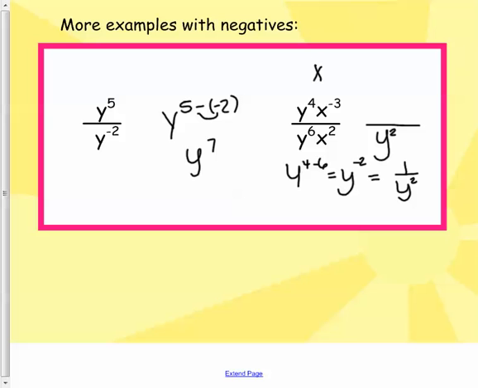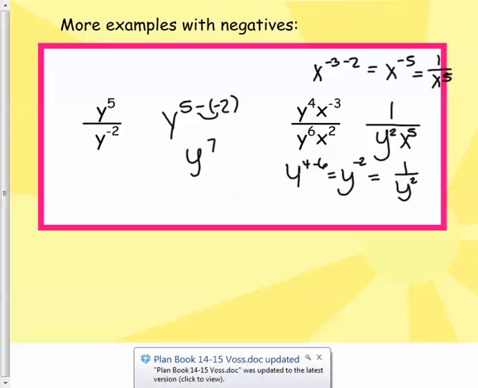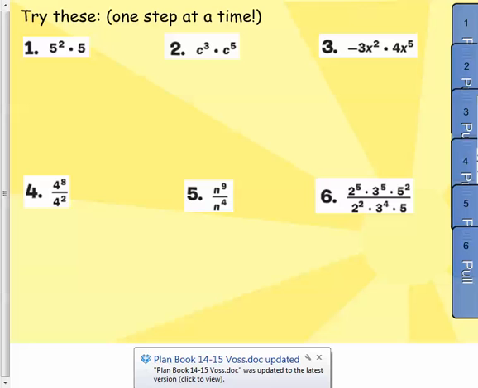If I have x to the -3rd minus 2, it's like having x to the -5th. So again, he goes on the bottom because a -5th power can be shown like so. So what we really have is 1 over y to the 2nd, x to the 5th. Okay, try these for me, and I'll be back in just a second to show you the answers.